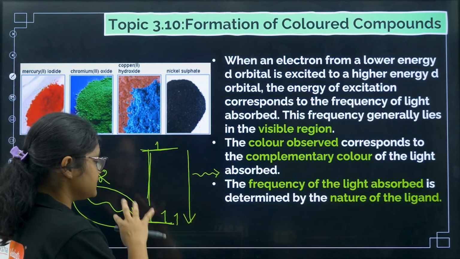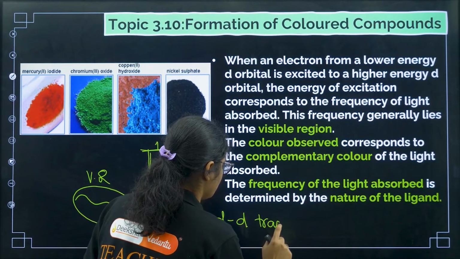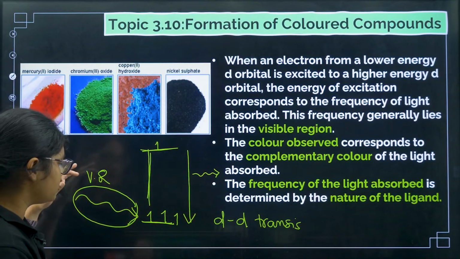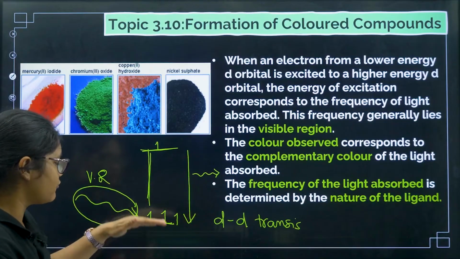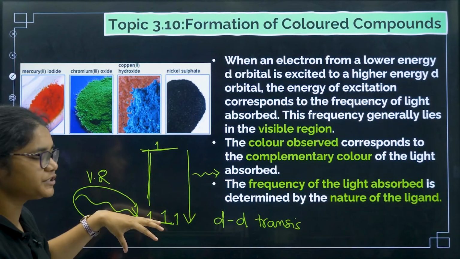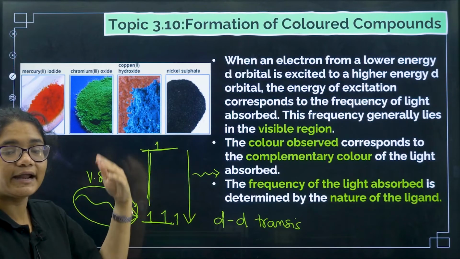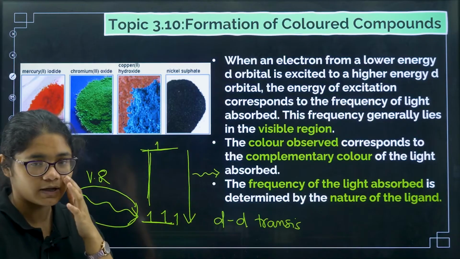So what is the reason for this color? That is your d-d transition, okay. We will study in coordination chemistry in detail that the 5 d orbitals split, and two levels are formed, and the electrons can easily get excited and can easily come down. So in this process we can see the color of the compound, okay.